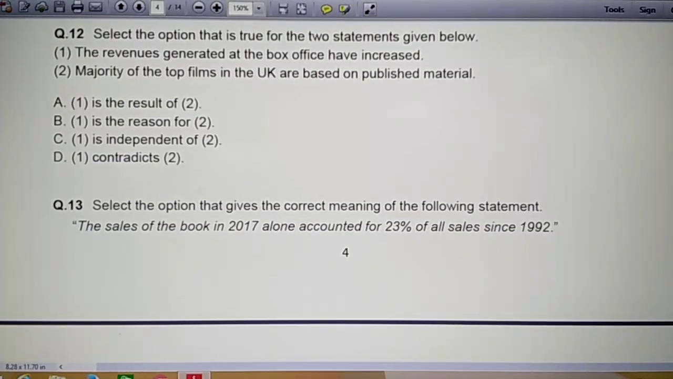Question number 12. Select the option that is true for the two statements given below. The revenues generated at the box office have increased. The majority of the top films in the UK are based on published material. The right option for that will be option A. One is the result of the second.